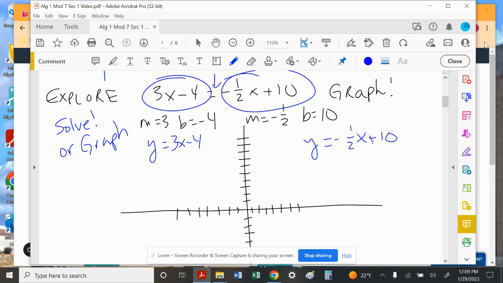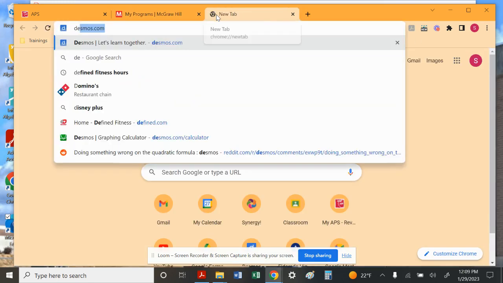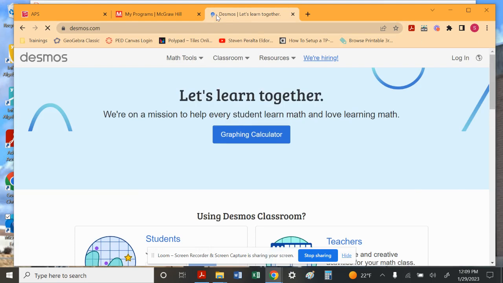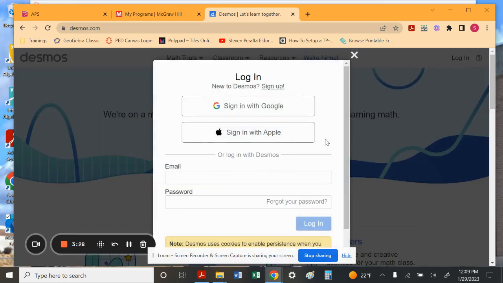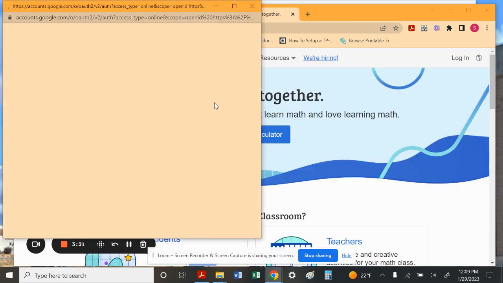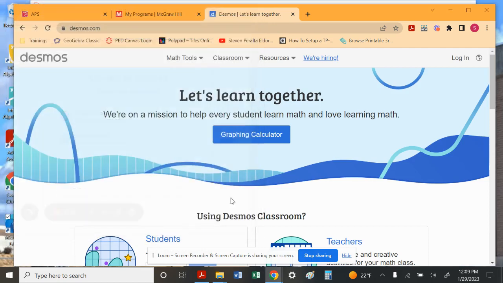So what we can do now is we can go over to Desmos. Of course, remember that I'm encouraging you to use that. It's a good way to check your answers. I'm going to go ahead and log in. You log in too. Make sure you sign in with Google. It'll just take care of it automatically, and you can sign in.